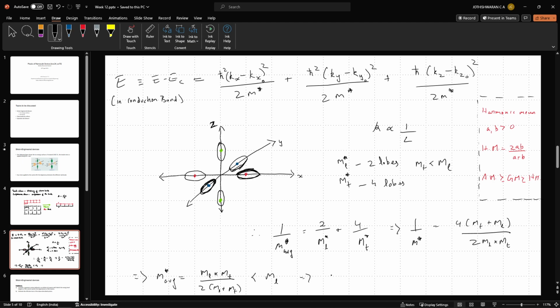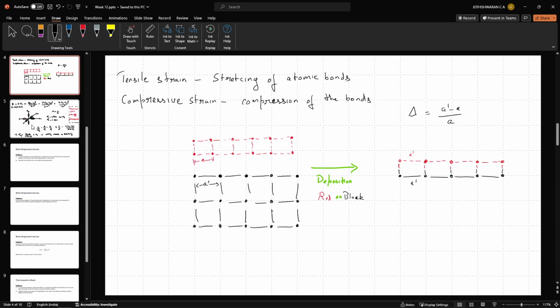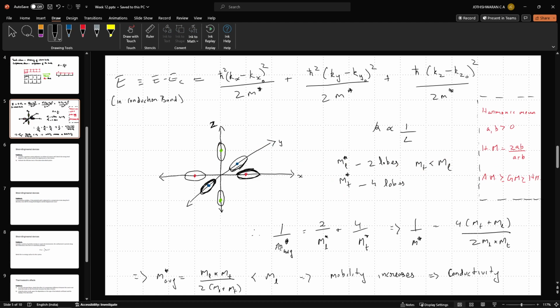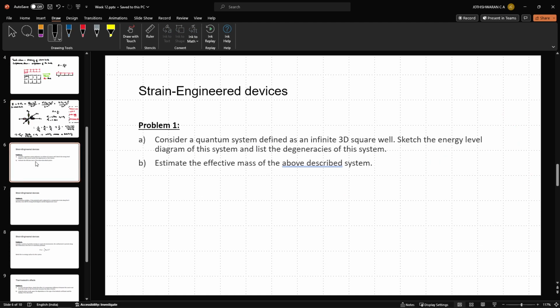This implies mobility increases, and since mobility increases, it also implies that conductivity improves. So even for a small, minuscule voltage, we are likely to have larger values of currents. That is the essential aim of doing all of this. Now this was explained before. We shall now see what implications these have with some toy examples.